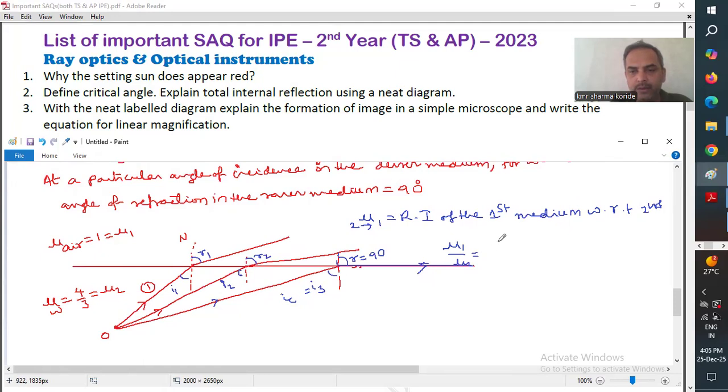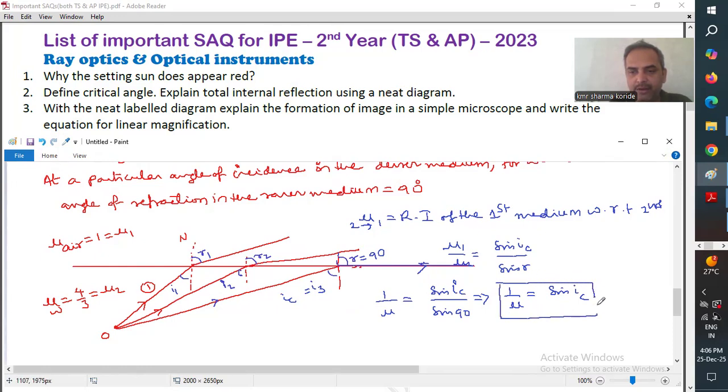mu1 by mu2 is equal to sin IC, call it the critical angle, by sin R. As we said in the definition, R is equal to 90. So mu1 equal to 1, that is the refractive index of air. Mu is the refractive index of the denser medium. Sin IC will continue. Now sin 90 is 1. So finally, this is the relation. We can expect numericals on this too, where the value of mu is mentioned and they ask what the critical angle is. So this is the relation between the refractive index of the denser medium and the critical angle.